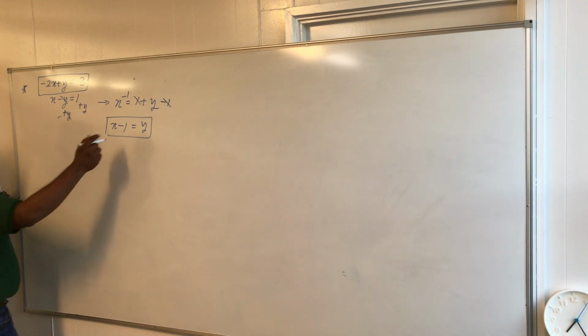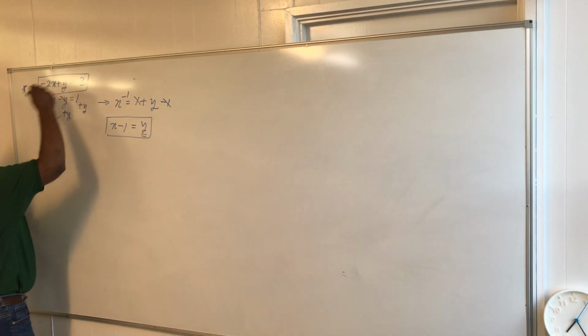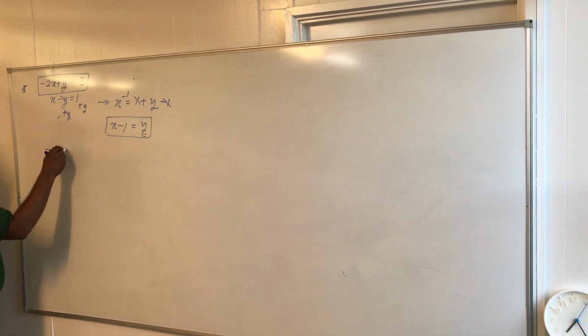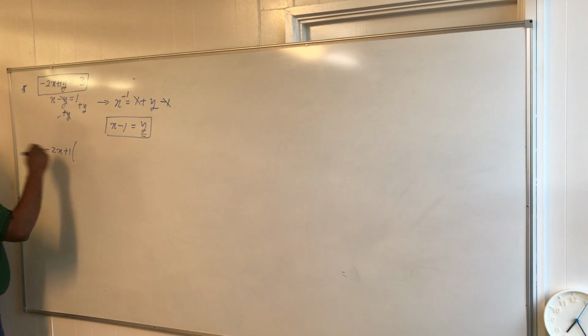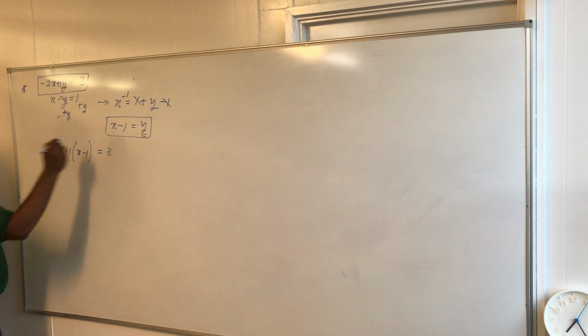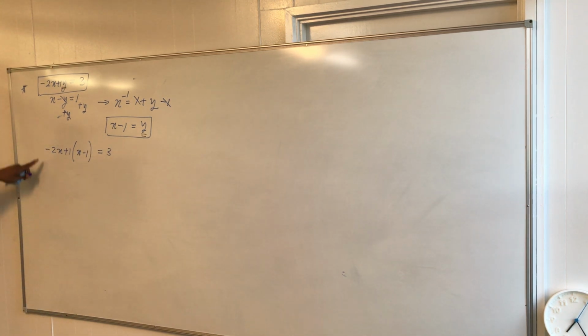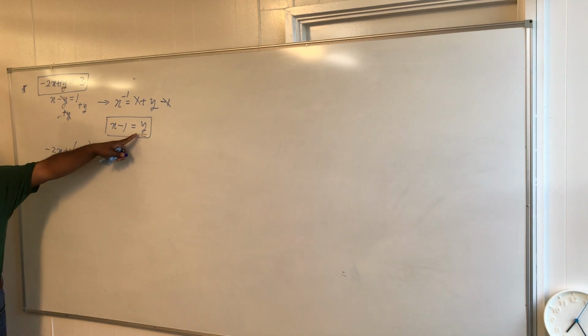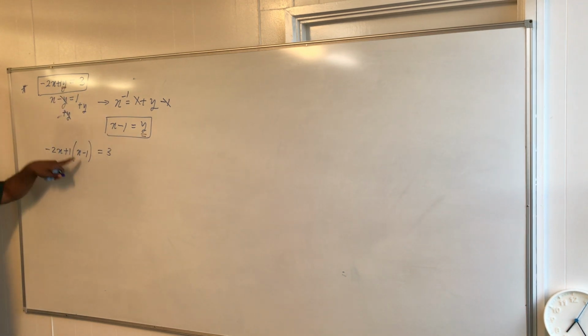Now I get this and that. Now you can see y here, y here. Then minus 2x plus you have 1 here, bracket, y would be x minus 1, is equal to 3. Any question with this step? I was looking at this y, same y here, right? So I can have a substitution of x minus 1 here for my y, right?